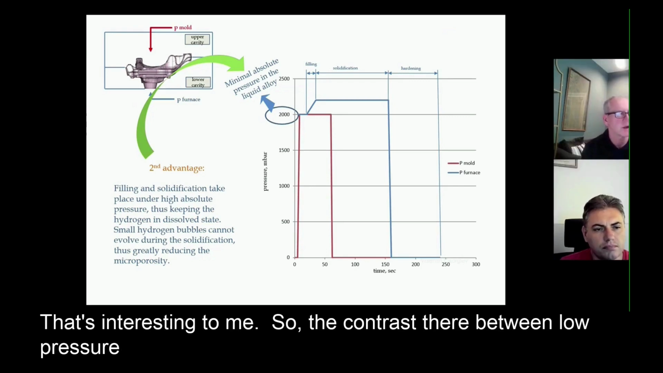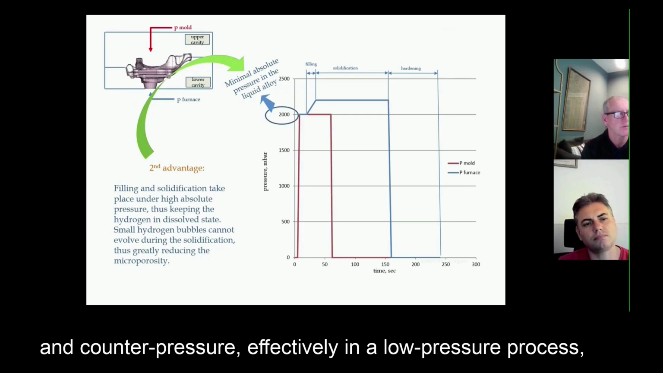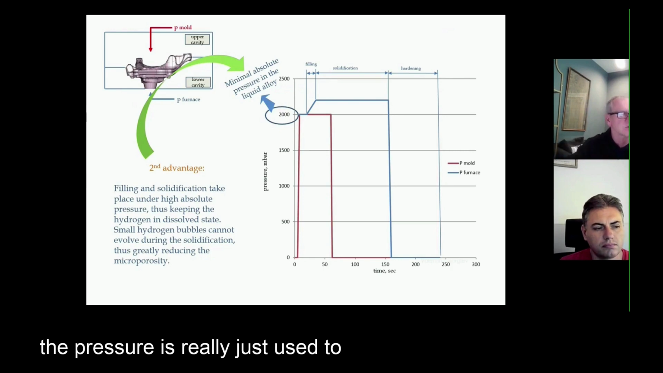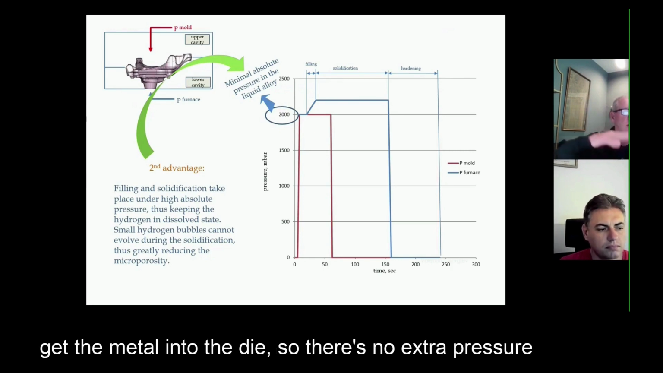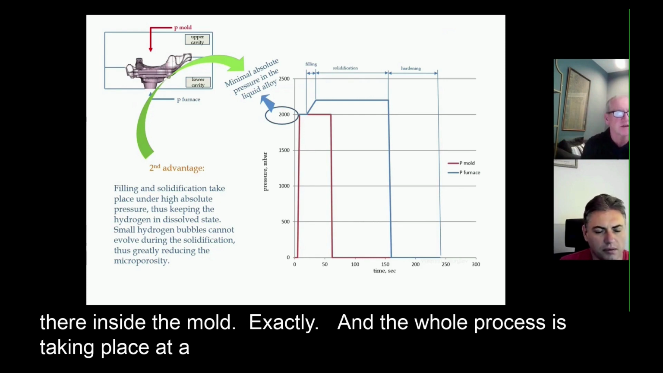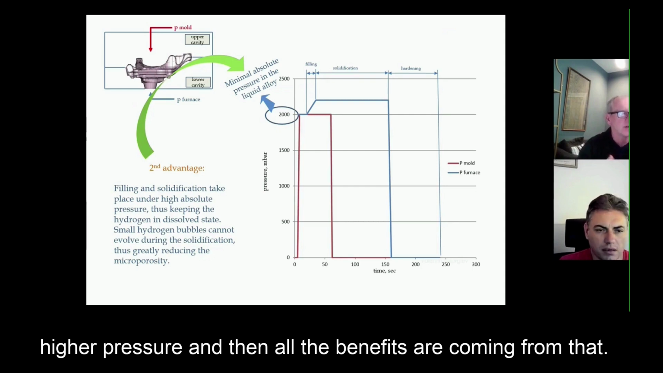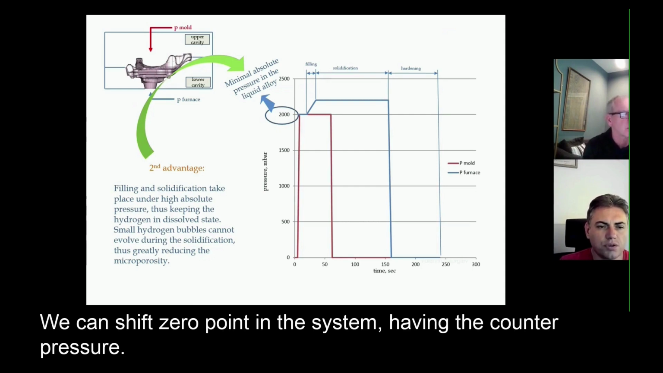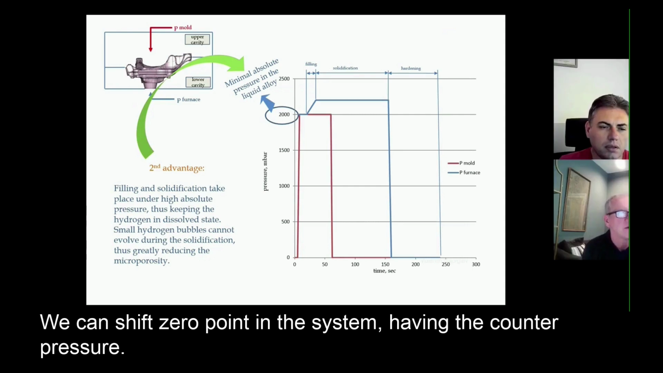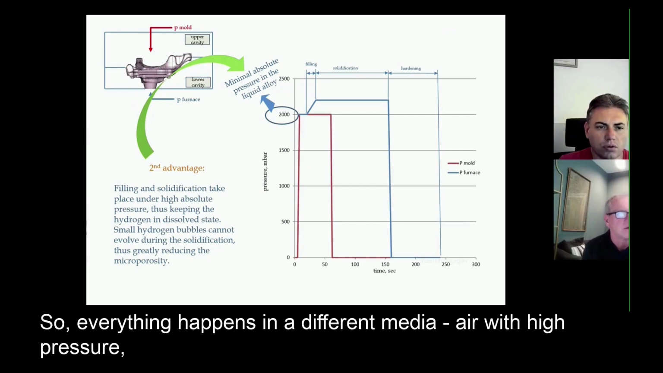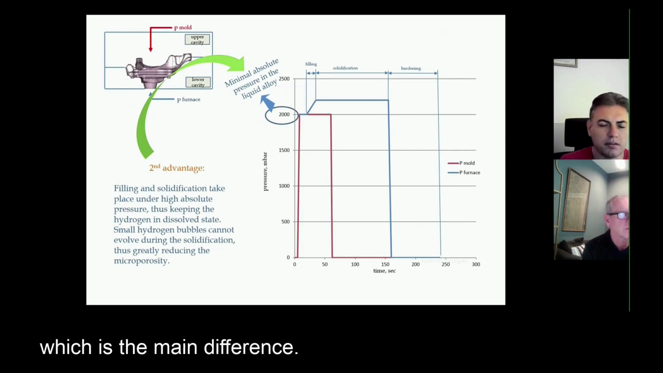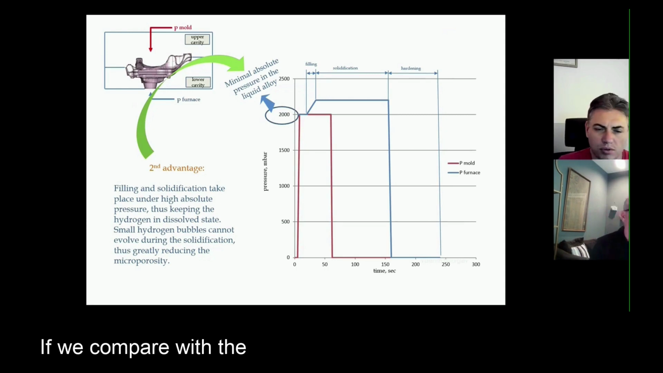So the contrast there between low pressure and counter pressure: effectively in a low pressure process, the pressure is really just used to ease the metal into the die. So there's no extra pressure there inside the... Exactly. The whole process is taking place at a higher pressure, and then all the benefits coming from that. We can shift the 0 point in the system, having the counter pressure, so everything happens in a different media, air with high pressure, which is a main difference if we compare with the other processes.